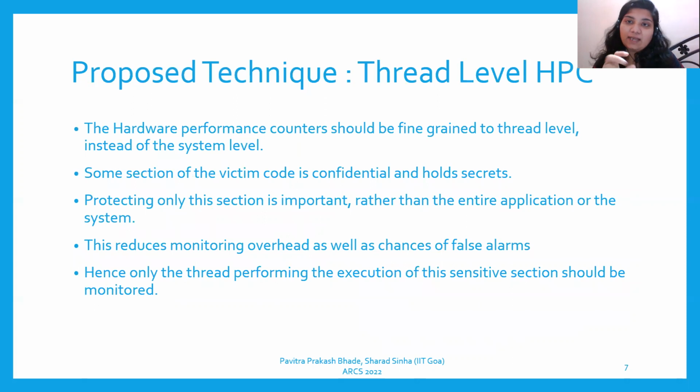So in order to detect these attacks, certain performance counters have to be monitored in the system, and a high count in these performance counters can detect the attack. But instead of monitoring the entire system's performance counters, fine-grained performance counters have to be designed, such that only a certain section in the victim code, which is confidential, is monitored rather than the entire application. So this reduces the overall monitoring overhead and also reduces the false alarms.